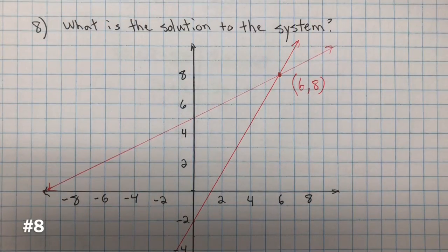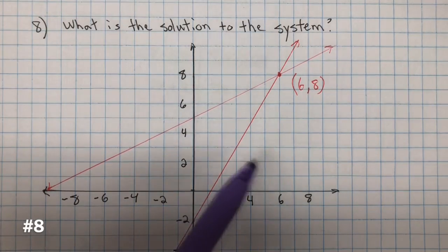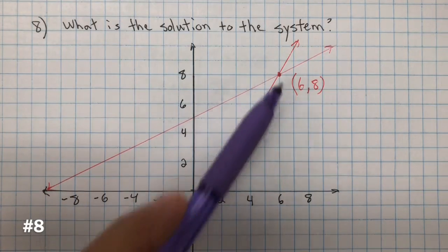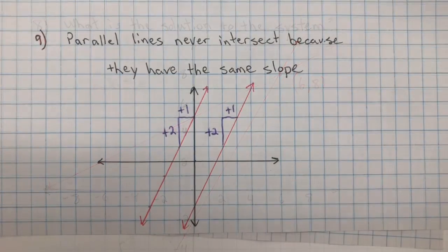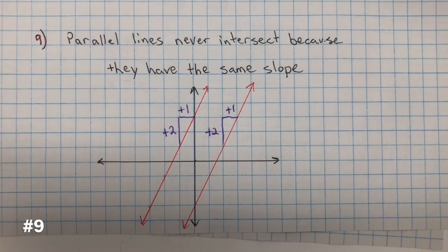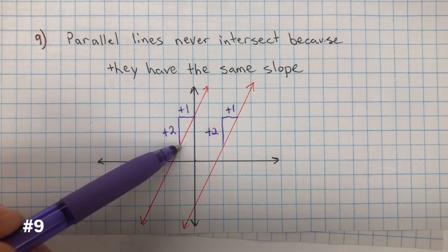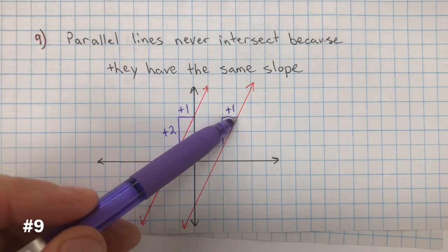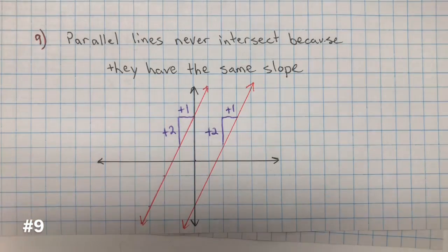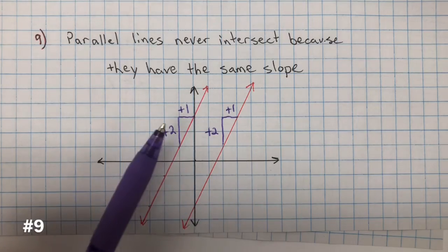For number 8, what is the solution to the system? When you graph a system, the point of intersection is the solution. So 6 on the x, 8 on the y. For number 9, parallel lines never intersect because they have the same slope. If they have the same slope, this has a slope of 2 over 1, and this one has a slope of 2 over 1. It will go like that forever. So parallel lines will never intersect when they have the same slope.